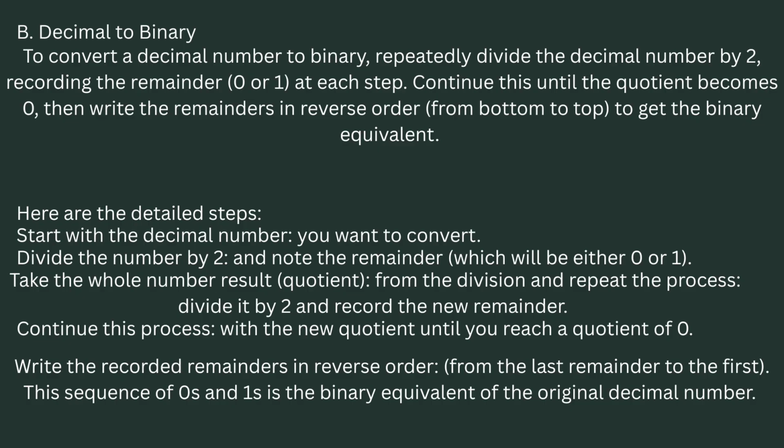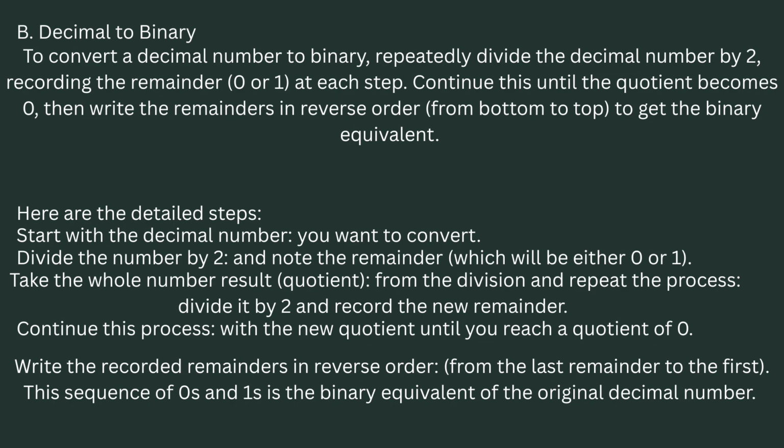B. Decimal to binary. To convert a decimal number to binary, repeatedly divide the decimal number by 2, recording the remainder, 0 or 1, at each step. Continue this until the quotient becomes 0, then write the remainders in reverse order from bottom to top to get the binary equivalent. Here are the detailed steps.